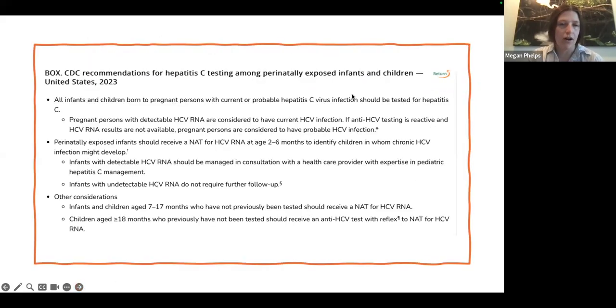Here is a figure of the CDC guidance on when to test the infant. You can test a viral load at 2 months and 6 months. If for some reason that was missed, you can still test a viral load at 7 to 17 months if they haven't previously been tested. Then at 18 months and older, you could just get the anti-Hep C antibody to test the child that was exposed in utero.